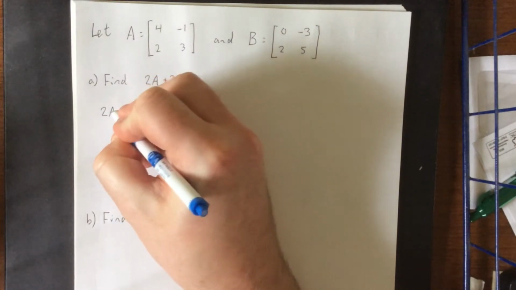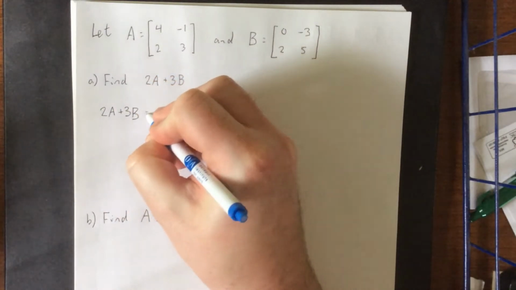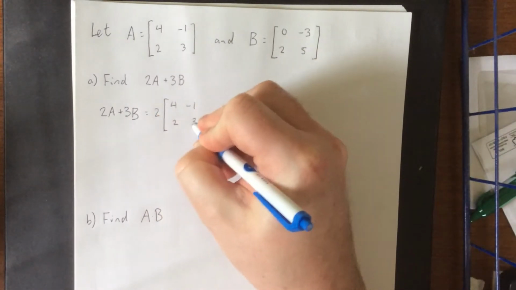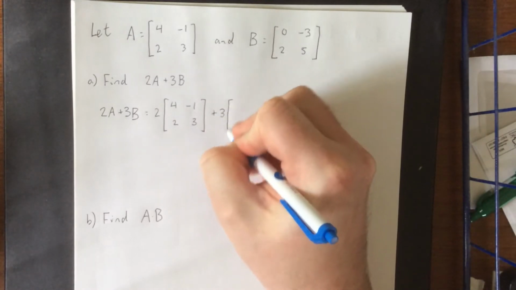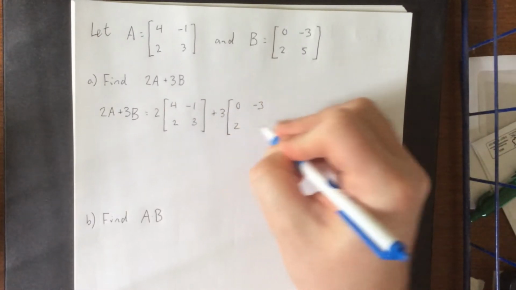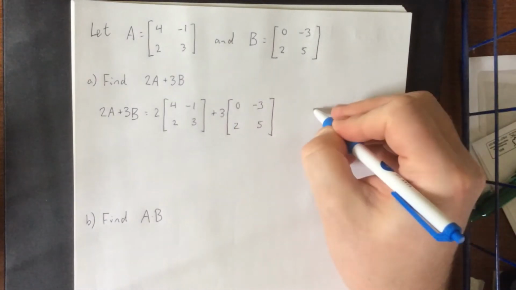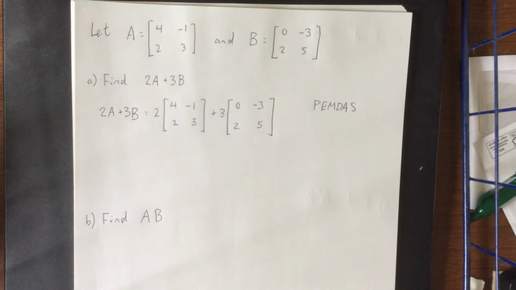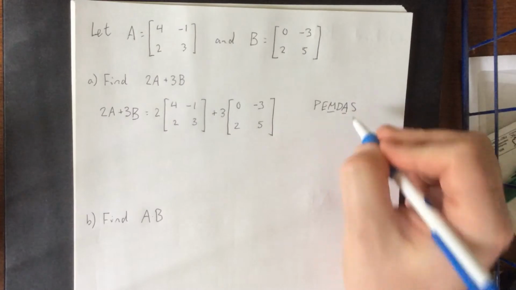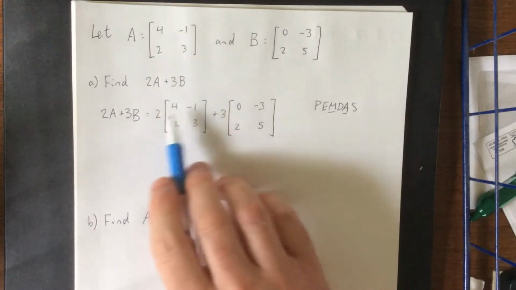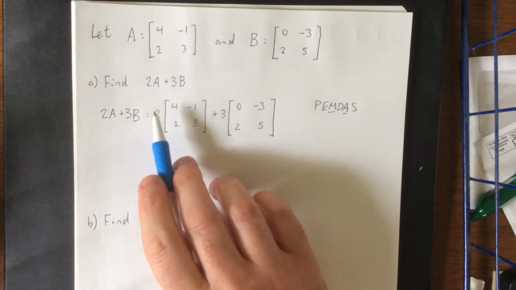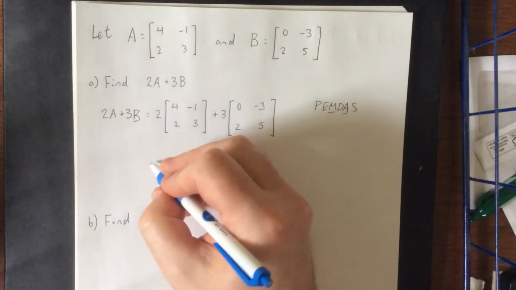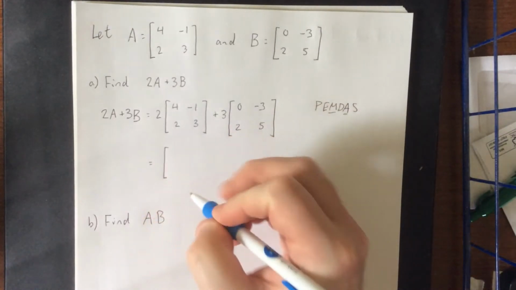So for 2 times A plus 3 times B, we'll be taking 2 times the 2 by 2 matrix, 4, -1, 2, 3, plus 3 times the matrix, 0, -3, 2, 5. Now, matrix operations will obey the order of operations. So in the event that you have a multiplication as well as an addition taking place, you'll need to worry about doing the multiplications first. Now, the multiplication by a scalar like this will distribute through to all 4 of the terms in each of the matrices. Then we'll add them together component-wise.